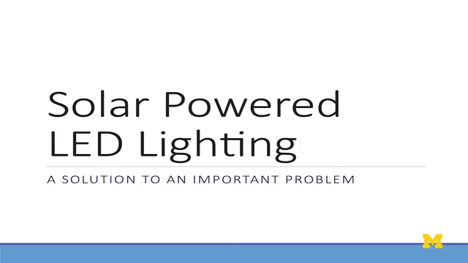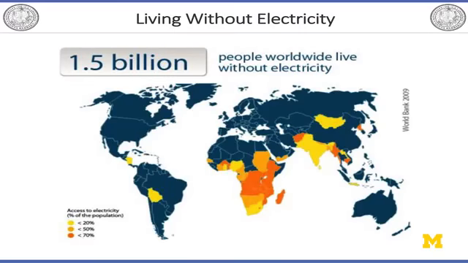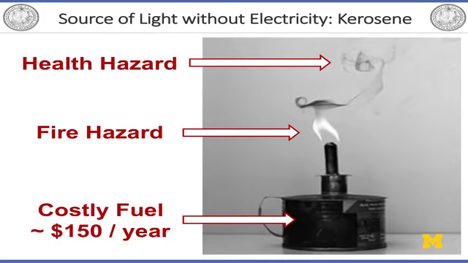Also, another big application is solar-powered LED lighting. These are the red and yellow regions. There is no electricity, meaning no lighting at nighttime. About 1.5 billion people have no light at nighttime due to a lack of electricity. And in these regions, people use kerosene lamps. It's called a kerosene lamp, basically an oil lamp.